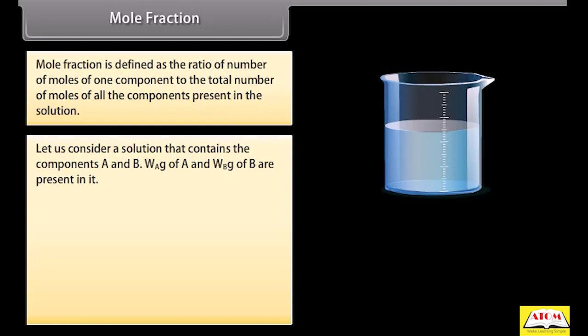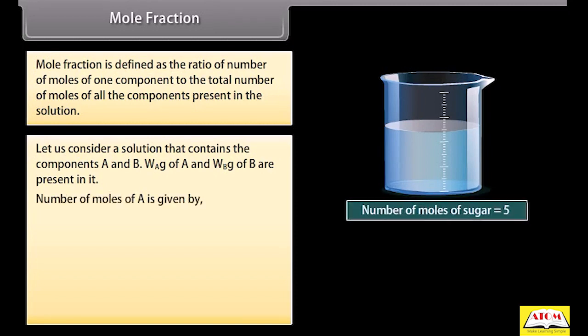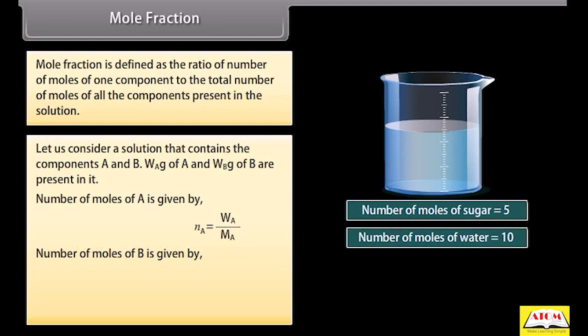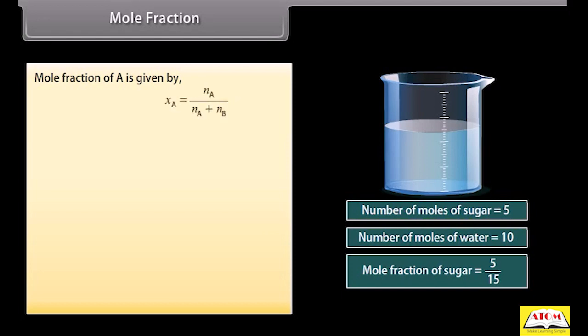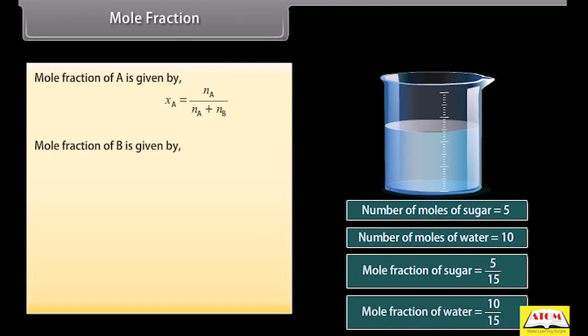Let us consider a solution that contains the components A and B. Wa grams of A and Wb grams of B are present in it. Number of moles of A is given by Wa upon Ma. Number of moles of B is given by Wb upon Mb. Total number of moles of A and B is equal to Na plus Nb. Mole fraction of A is given by Na divided by Na plus Nb. Mole fraction of B is given by Nb divided by Na plus Nb.